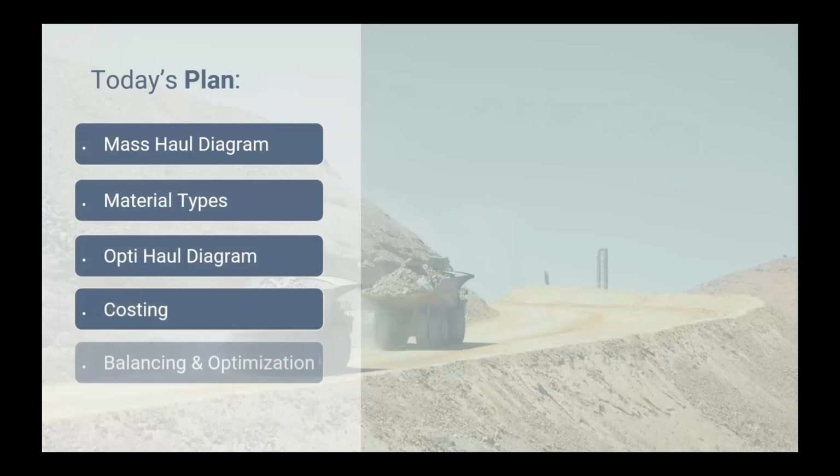Specifically, we will focus on details about the MassHaul diagram and its more sophisticated relative, the Opti Haul diagram. We are going to discuss accounting for material types, balancing the MassHaul, and other available tools to optimize earthworks and to automatically balance the MassHaul. We are going to be using a mining haul road project, but a lot of the concepts that we are going to cover can be directly applied to other road project types.